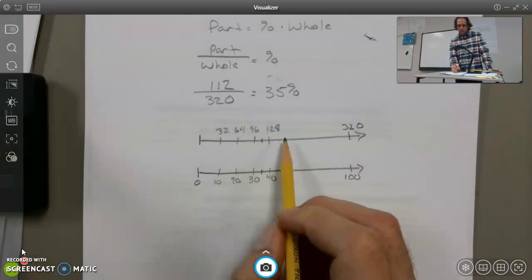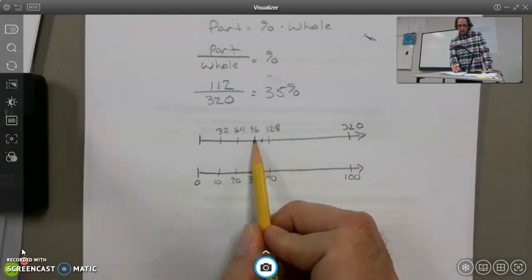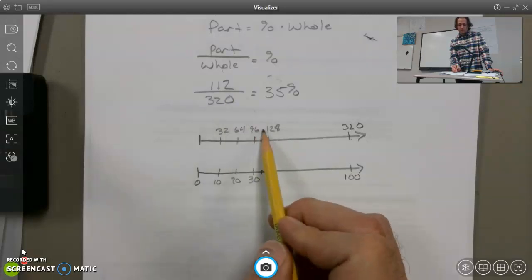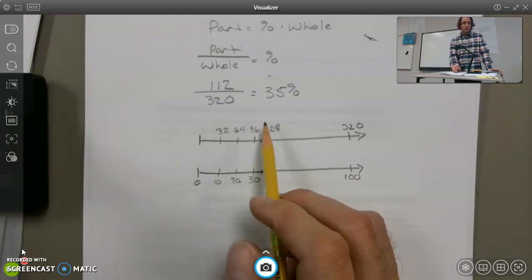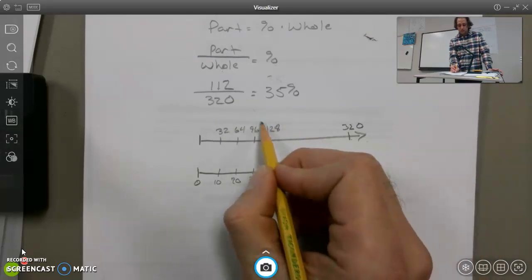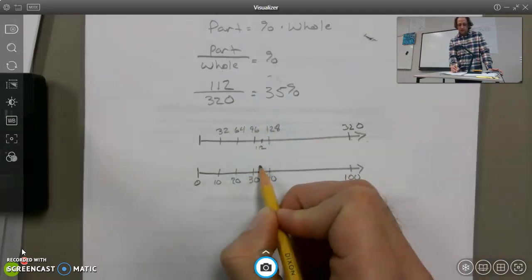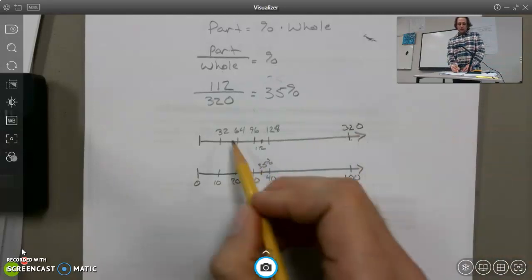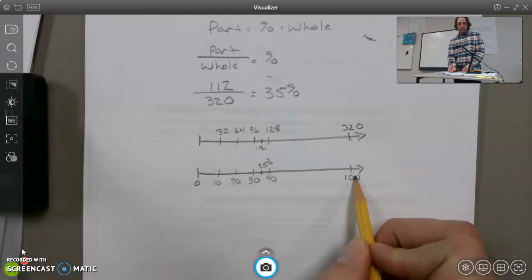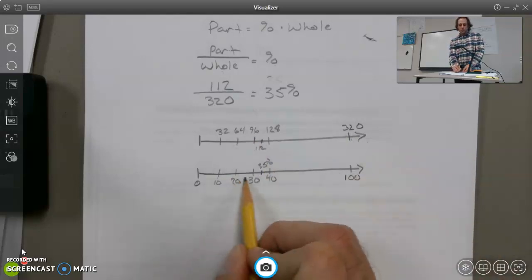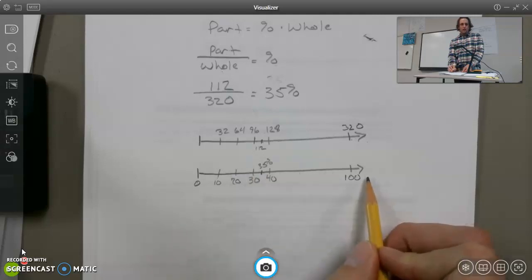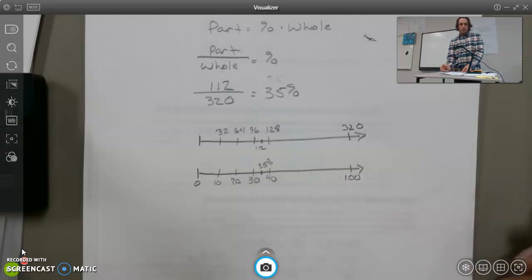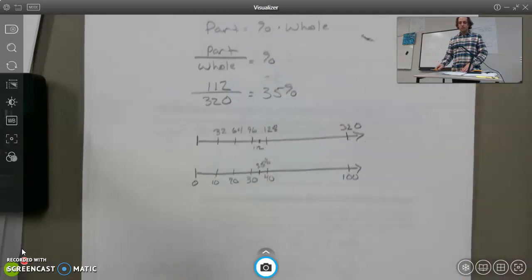How many more is it? From 96 to 112 is 16. So if 32 is 10%, 16 would be another 5%, so it's 35%. So you kind of think about it in terms of part out of the whole is percent out of 100. So we're just walking down this double number line, breaking it up into sections. Just another way of visualizing it, thinking about the value of the numbers and not just using the formula.